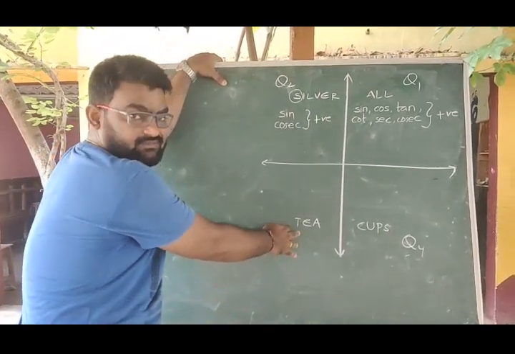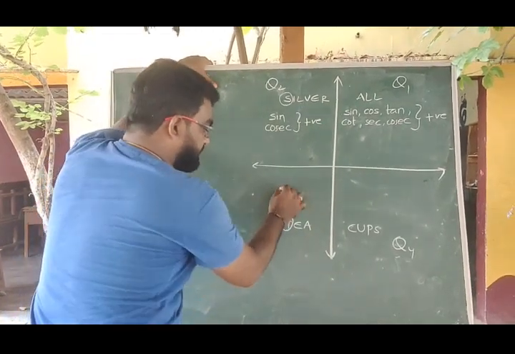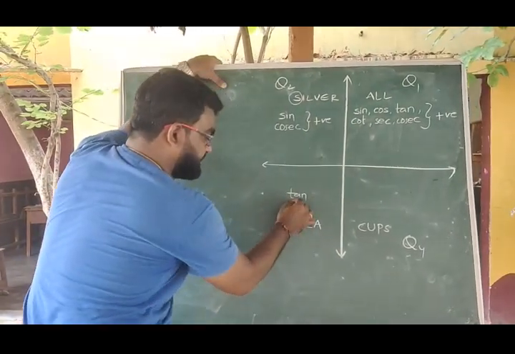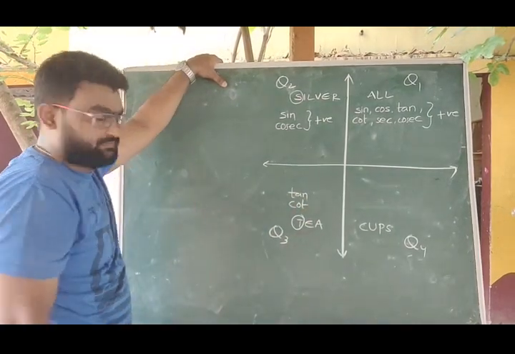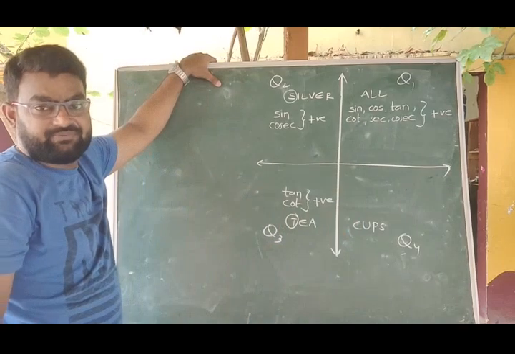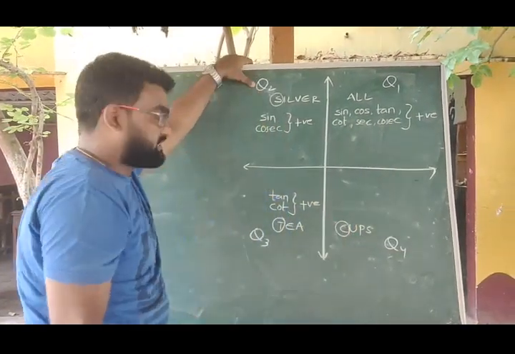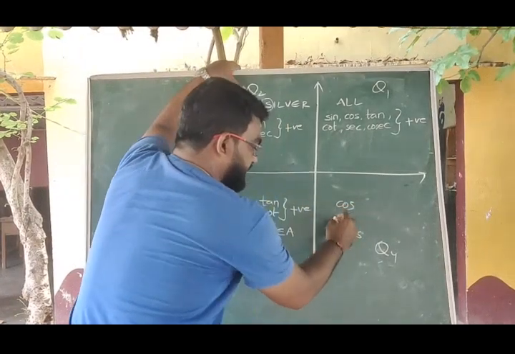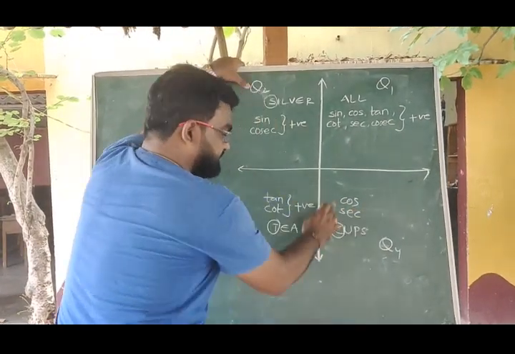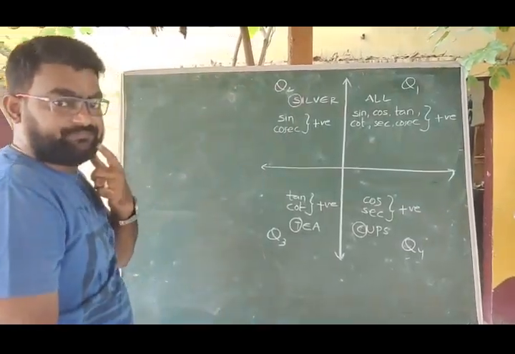Next, T. First letter T stands for tan and its reciprocal cot. These two are positive and rest all will be negative. Quadrant 4, first letter C. C stands for cos and its reciprocal secant. These two are positive and rest all will be negative. Okay.